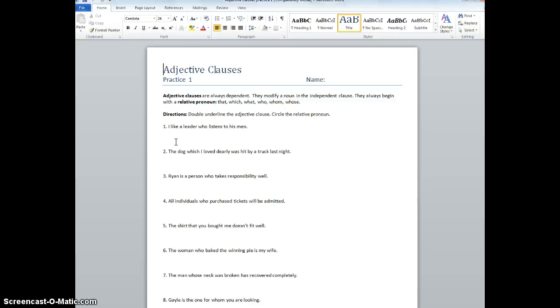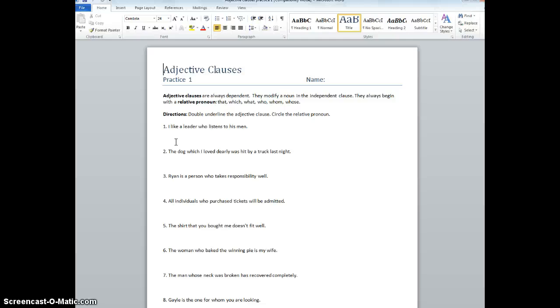Look at number 2. The dog, which I love dearly, was hit by a truck last night. Look for a relative pronoun. There is which. That starts your adjective clause. So your adjective clause being which I love dearly. Which I love dearly. What does that modify? It modifies the noun dog.